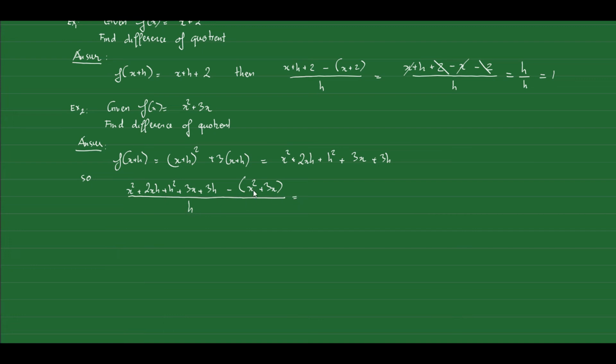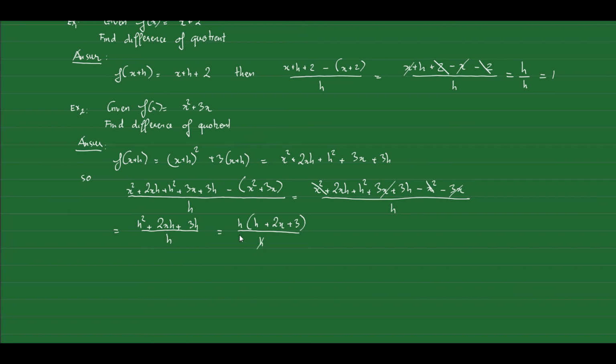Alright, now you just distribute them in. x squared plus 2xh plus h squared plus 3x plus 3h minus x squared minus 3x. Alright, the x squared cancels, over h. So what you have left is h squared plus 2xh plus 3h over h. Now you factor the h out, so you have h times (h plus 2x plus 3) over h. Then you cancel. There you go.